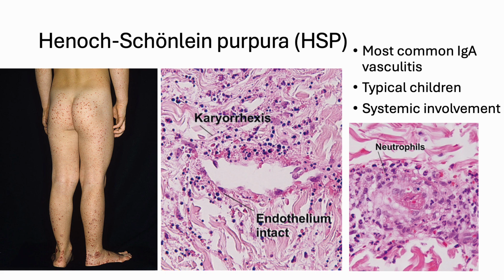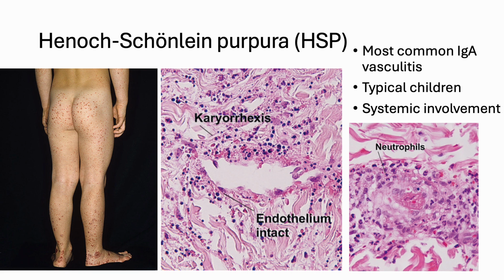In contrast, the LCV was induced mainly by neutrophils. The Henoch-Schönlein purpura, HSP, is the most common IgA vasculitis. It is induced initially by IgA complex deposition in the vessel wall, which then recruits inflammatory cells to destroy the vessel. So IgA is a key component.